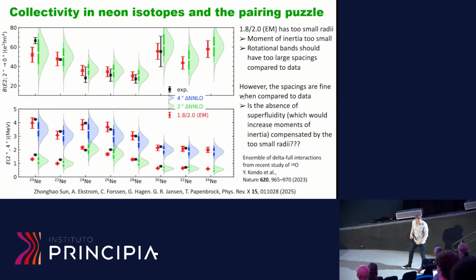And now the question, coming back to the role of pairing, right? We know that this particular interaction here produces too small radii compared to data, right? So this would basically imply that the moment of inertia is too small, right?